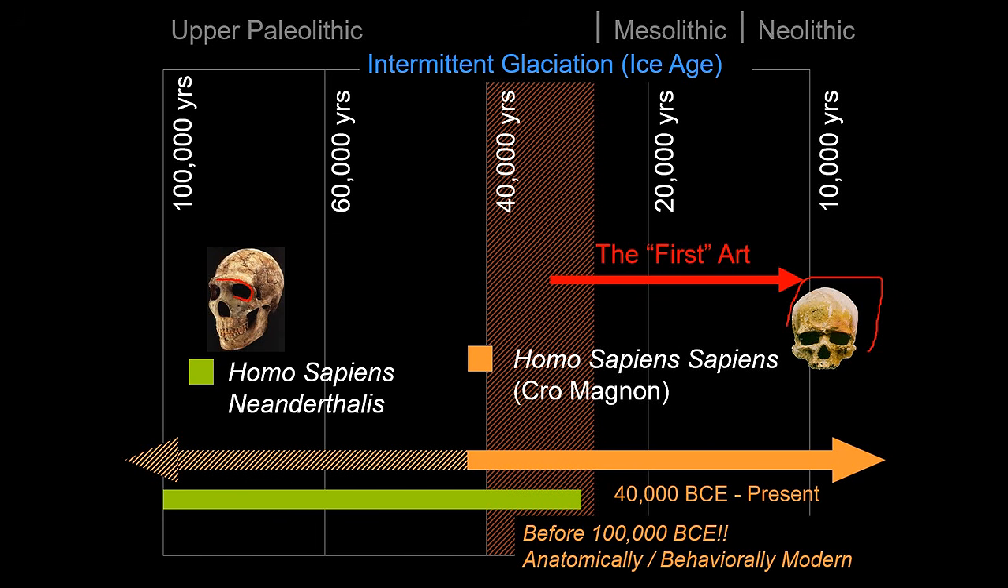And this causes a huge problem. Because now that we have anatomically modern humans on the planet, why don't they behave like humans? Why don't they act like humans and make art and fancy tools? And so we've had to create this split, and that is the split between anatomically modern humans, that is humans that look like us, and behaviorally modern humans, that is humans that act like us.